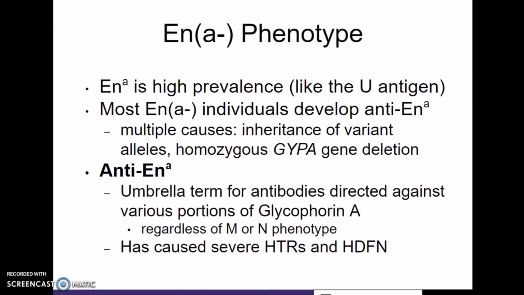So when we talk about anti-ENA, it's an umbrella term for all the antibodies directed against various portions of glycophorin A. So it's regardless of M or N phenotype, because as we mentioned, it doesn't necessarily have to be missing that glycophorin A, but it often is. And these are important to consider because they have been seen in severe hemolytic transfusion reactions and HDFN.